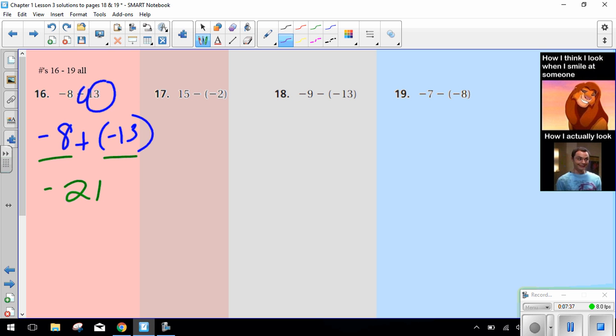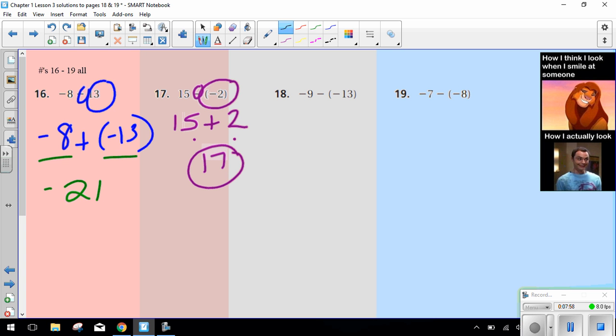Okay, let's go to number 17. I'm going to rewrite this as plus opposite. So 15 plus the opposite of 2, a -2, is 2. Now, these are two positives, so I'm just going to add them to get 17.